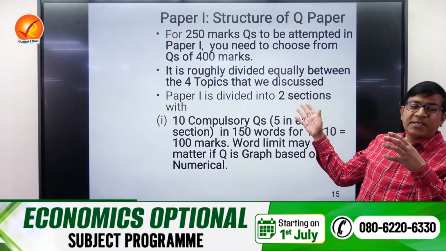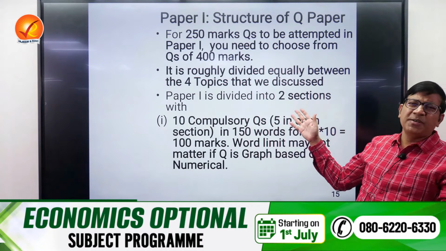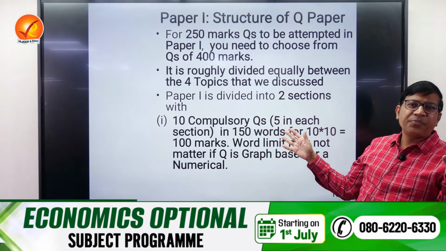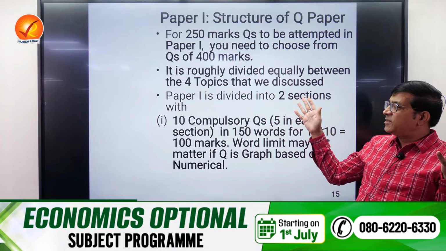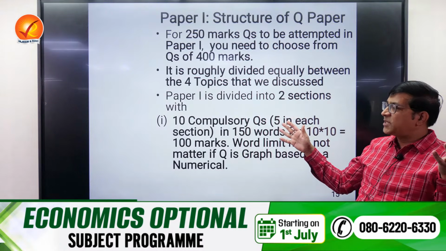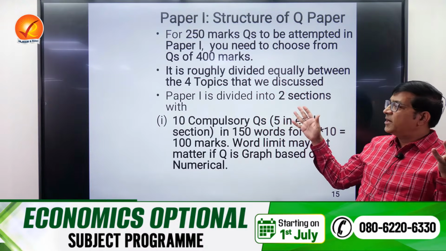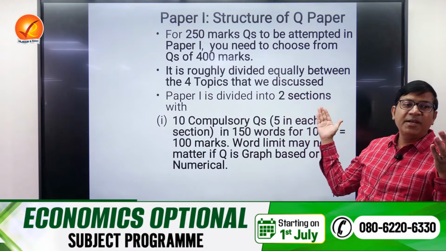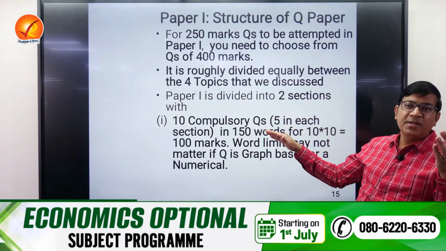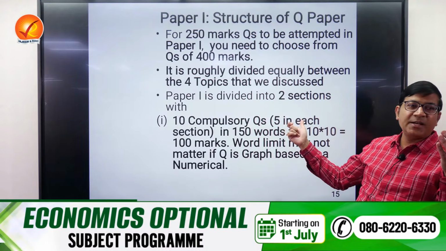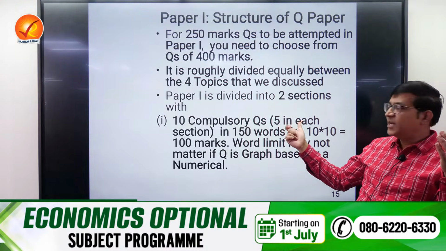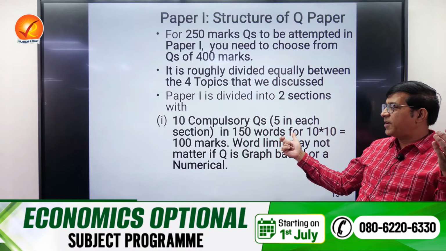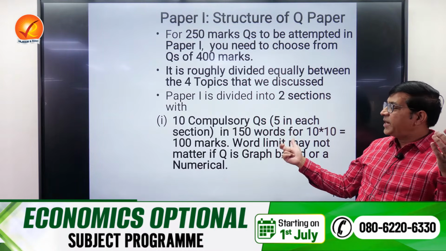There are 2 sections. This is true for more or less every optional subject, and even this part is true. In the first section there will be 5 compulsory questions, and then in the second section again 5 compulsory questions. So 5 in each section are compulsory questions. Getting it? Generally, you have to answer in 150 words. Why did I say generally?